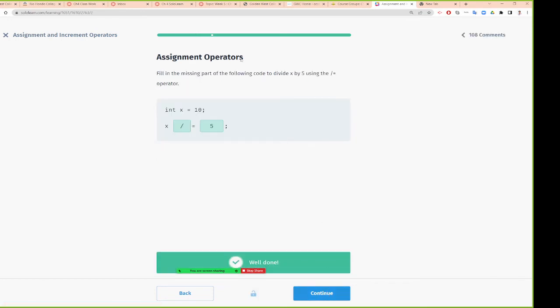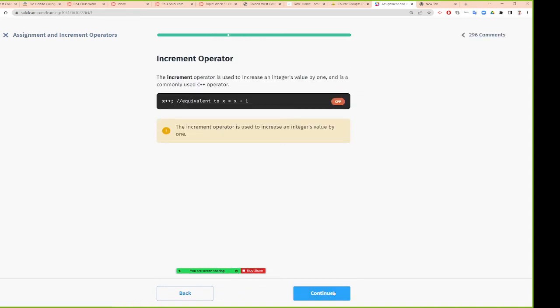Let's see the assignment operator here. Fill in the missing part and divide by 5 using shorthand, so you do x then divide by 5. So we do divide equal. This is the shorthand key. We're going to learn something else.